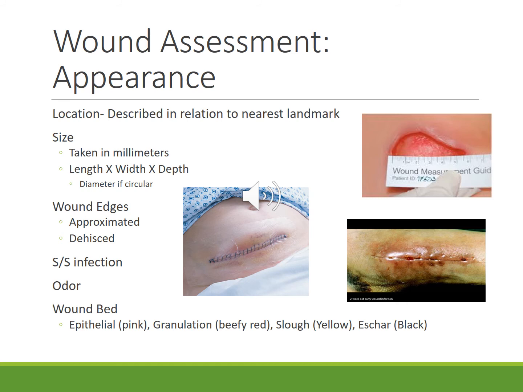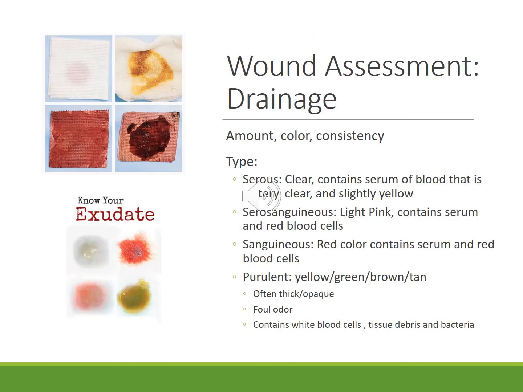What does the wound bed look like? Is it pink? Are we seeing granulation tissue? Is there beefy red or the sloughing yellow material in the wound? Or are we seeing that black necrotic tissue? So again, what is the appearance of the wound? These are the things we want to assess for. When we are assessing the drainage of a wound, we want to use the correct terminology to describe that drainage. That is why this slide is here.